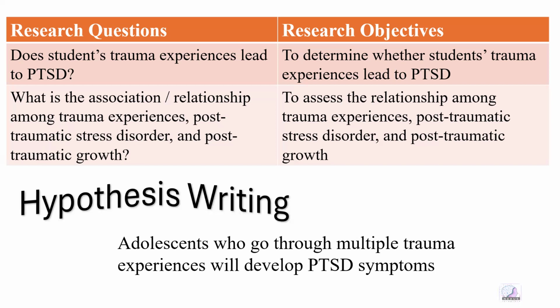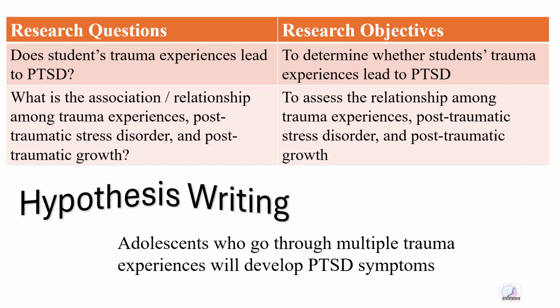Okay. The second question would be, what is the association or relationship? And I wouldn't want the all, so just pick one. What's the association among trauma experiences, post-traumatic stress disorder, and post-traumatic growth? And when you look at the objectives, you realize that one is a question and the other one is a statement. Remember, it's not always like that.